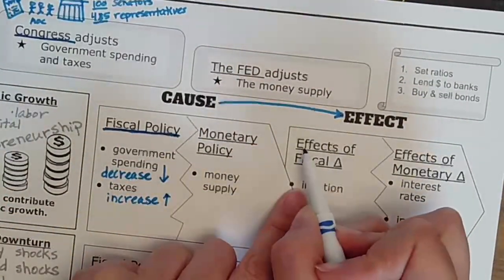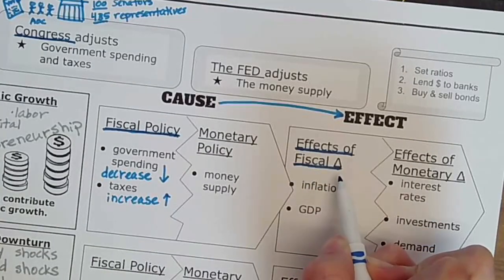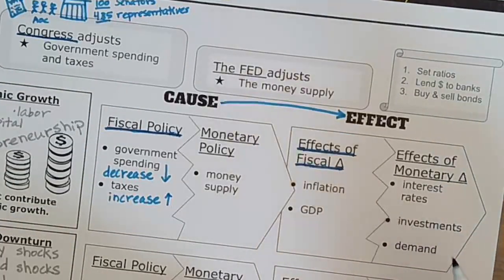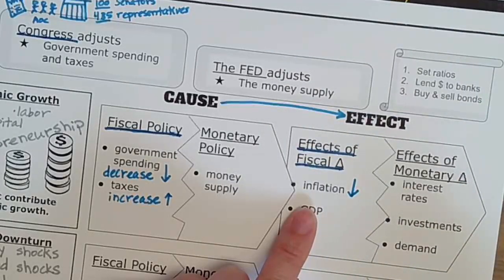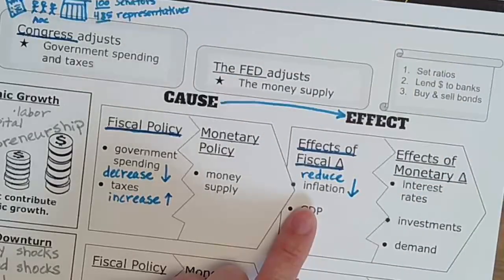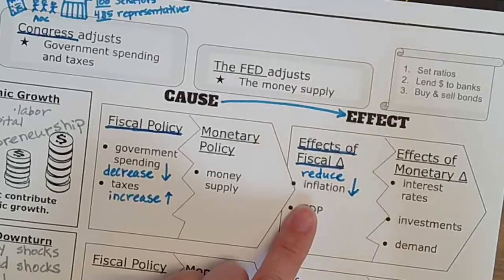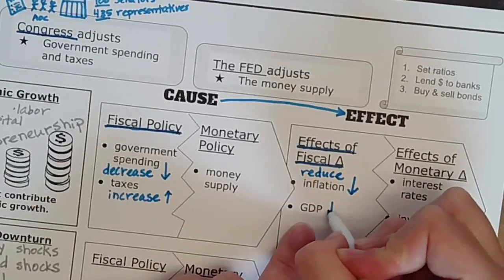So I'd like you to underline right here the effects of the fiscal change. That triangle that I put there, I just didn't want to write out the whole word change, but hopefully you've seen that in a math or science class, that the triangle means that there's some kind of change. So the effects of a fiscal change is that hopefully inflation is going to go down. This is going to reduce inflation. And it seems like a bad idea, but sometimes we need it. It's also going to bring down the GDP a little bit.